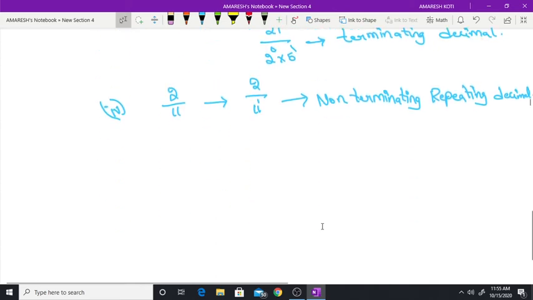And now let's do the second exercise. In the second question it is given that without performing division, state whether the following rational numbers will have a terminating decimal form or a non-terminating decimal form. As I have explained to you in theorem 1.5 and 1.4, very simple sums.